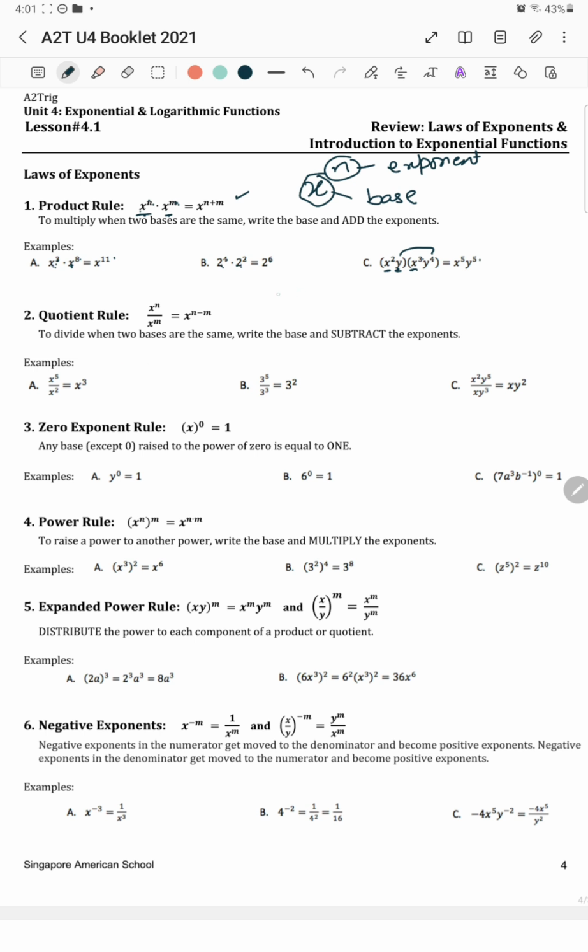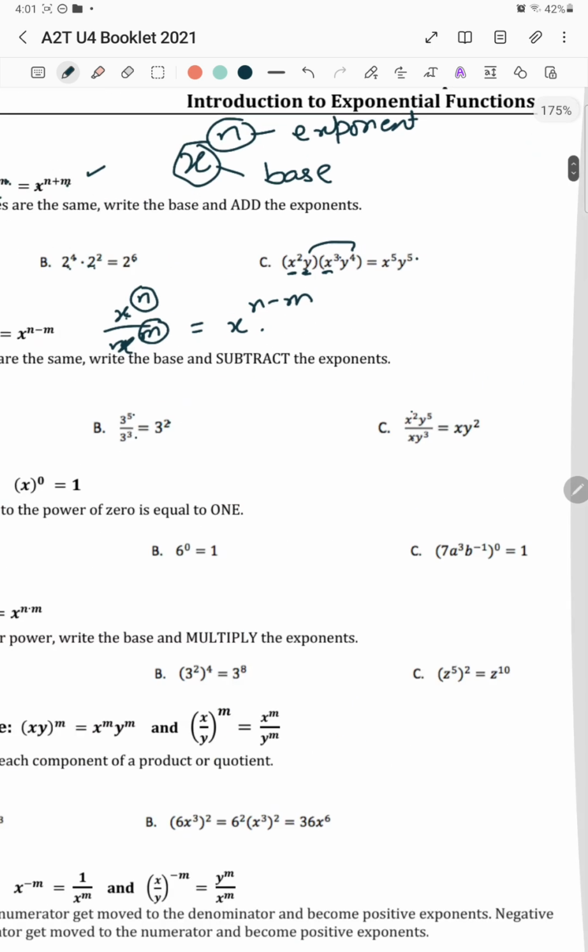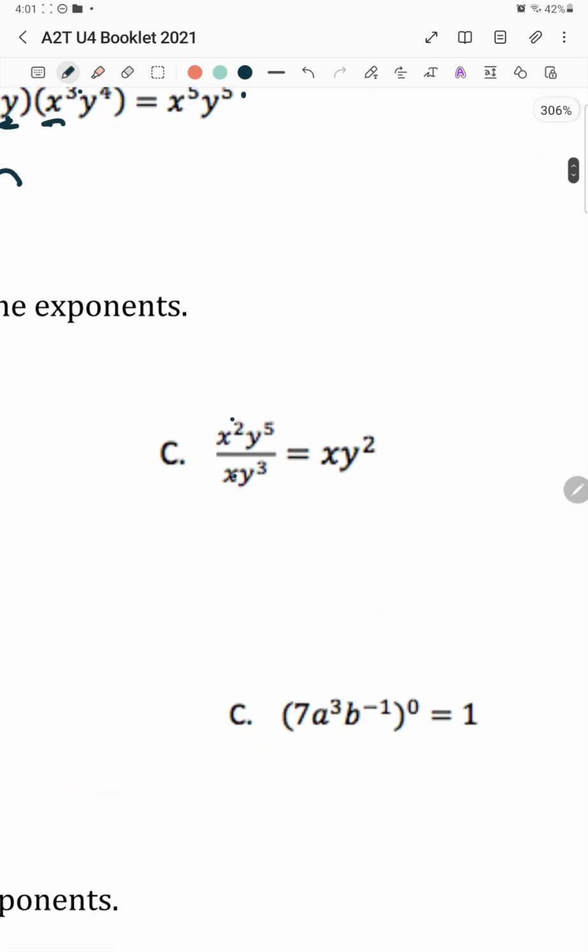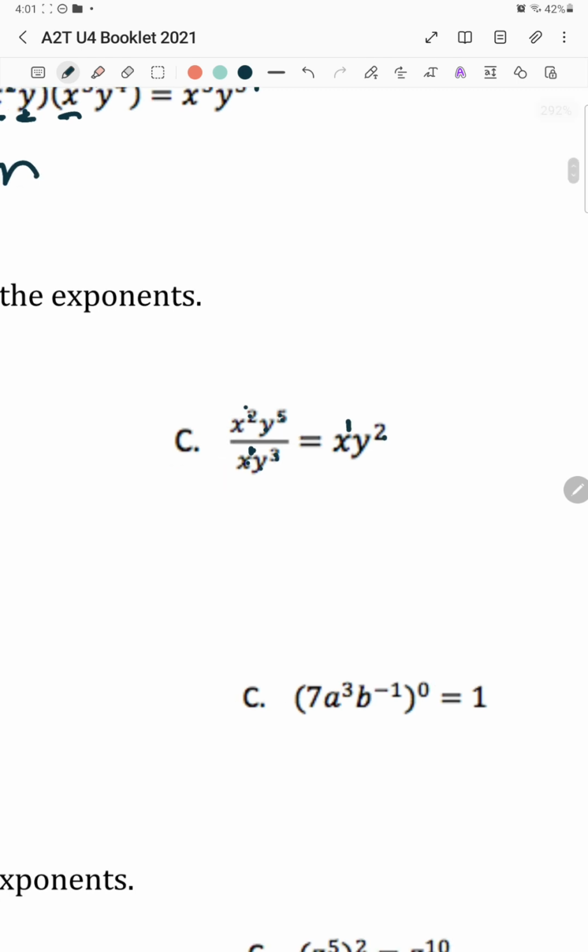Quotient rule: if two components are dividing, x to the n over x to the m, then when the bases are the same, the exponent would be subtracted, n minus m. In the product it would be added, but in the quotient it would be subtracted. So 5 minus 2 would be 3, 5 minus 3 would be 2, and 2 minus 1, so here it is x squared, and here it is x to the power 1, so 2 minus 1 is 1. y to the power 5 over y to the power 3, so 5 minus 3 is 2.